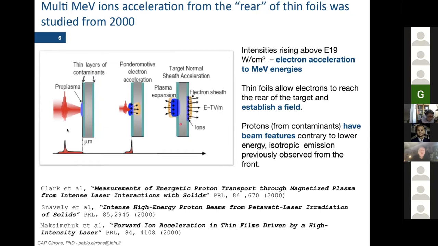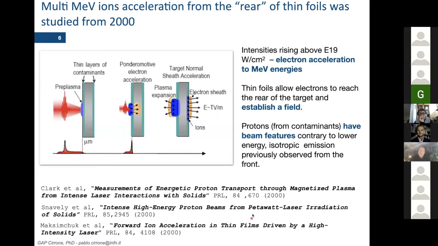So in this plot, there is this scheme where you have the laser pulse, very short and very intense, that produces a preplasma in the target, and the production of this preplasma makes the target transparent for the electromagnetic pulse, and this produces some electric field that is able to accelerate electrons and ions in the rear part of the target, so in the same direction of the laser propagation.